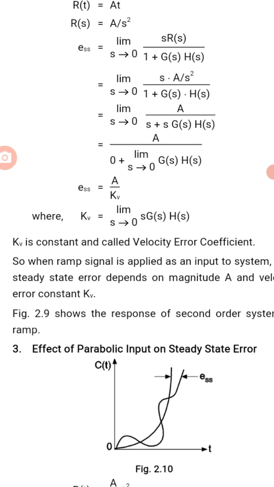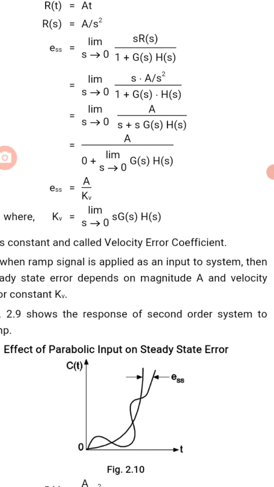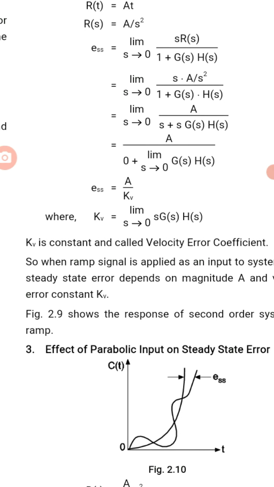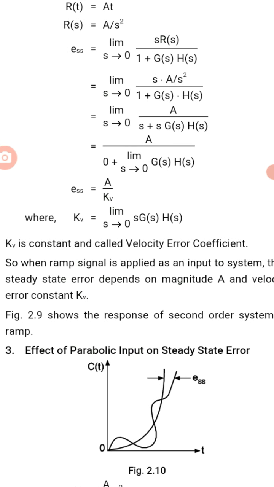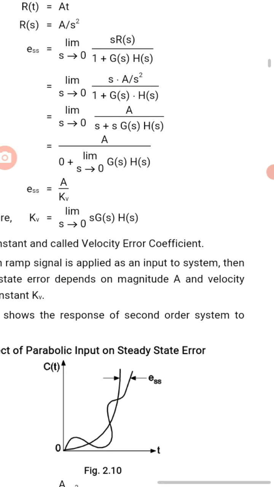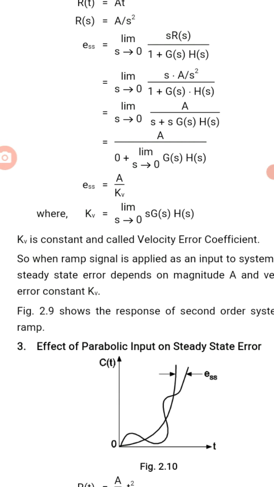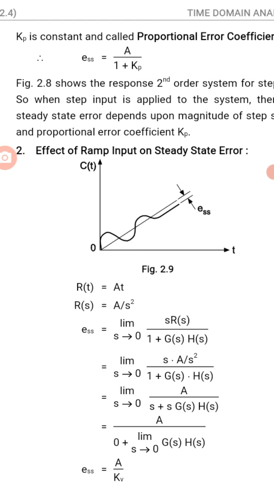Kv is constant and called velocity error constant. So when a ramp signal is applied as an input to the system, then steady state error depends upon magnitude A and velocity error constant Kv. Figure 2.9 shows the response of second order system to ramp. So response is like this.